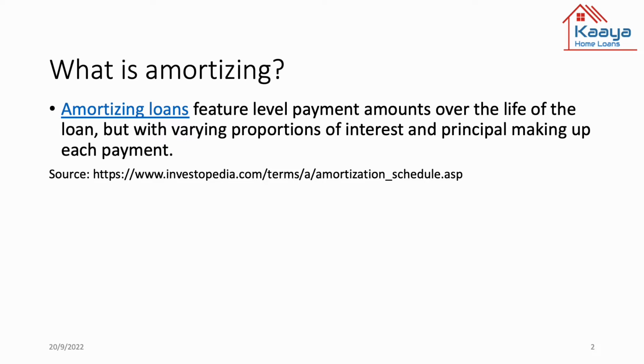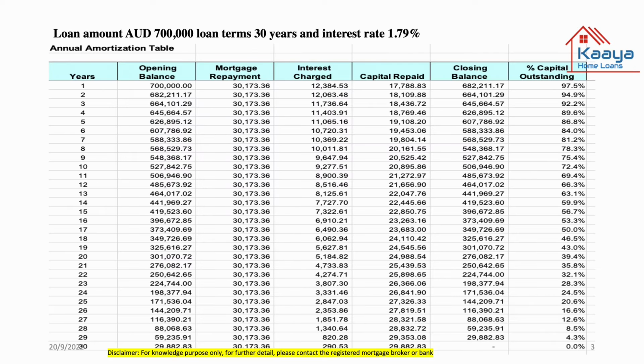So, what's amortizing? Amortizing loans feature a level payment amount over the life of the loan, but with varying proportions of interest and principal making up each payment. Let me explain that in detail.